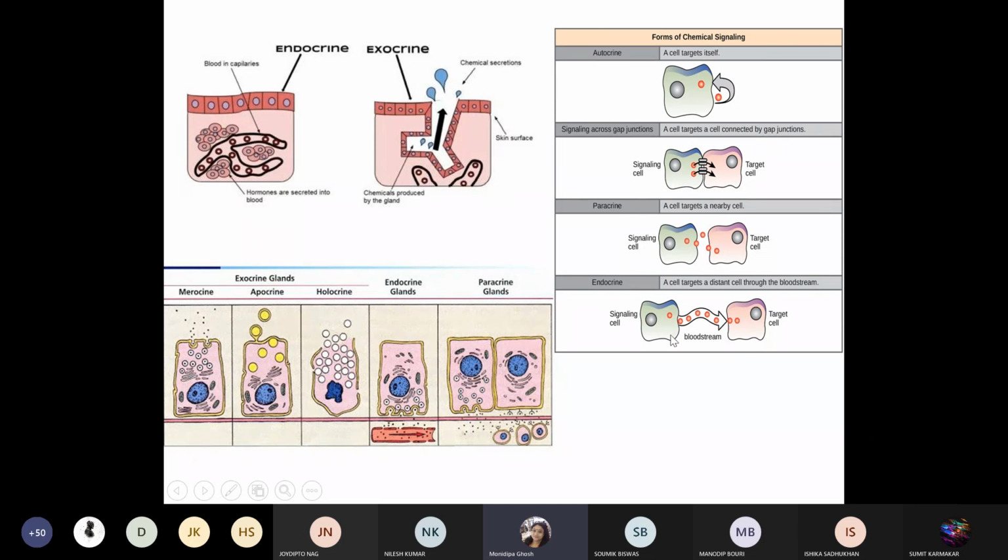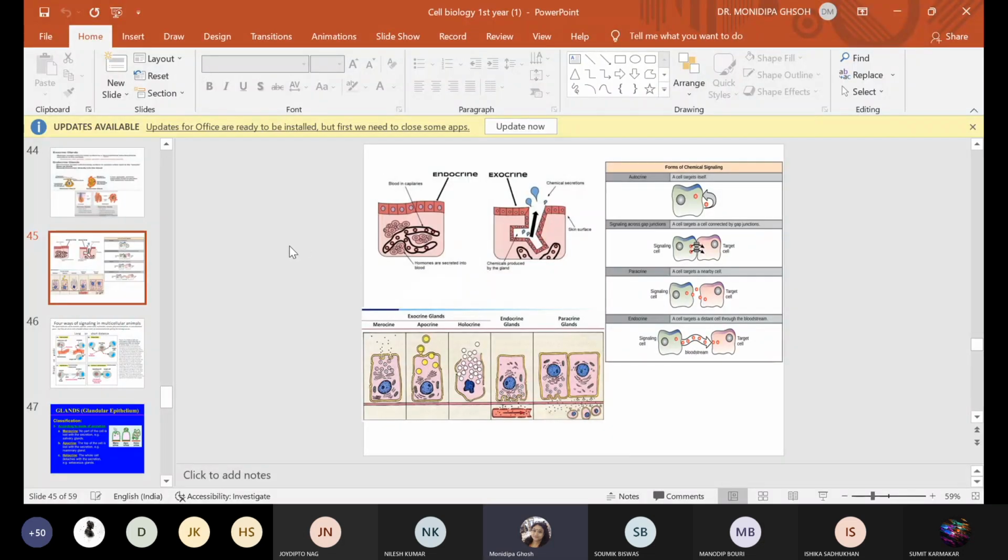And what happens with signaling to a distance, carrying the signaling molecule to a distant target cell, is that it is carried through the bloodstream, and indirectly they are passing this signaling molecule to a distant place, and this system is called the endocrine system.